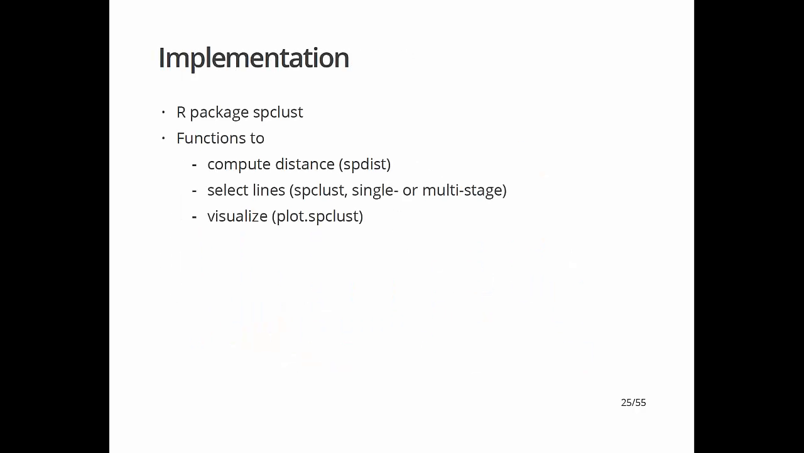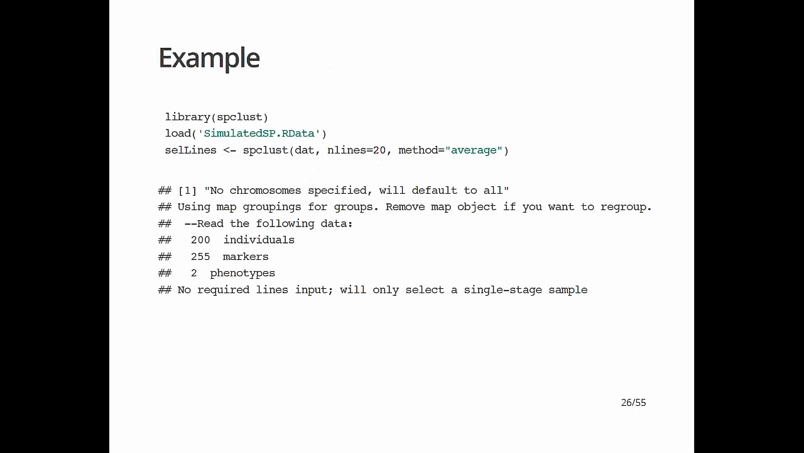The implementation of this is an R package called SPclust, which is not on CRAN at the moment, but there's an archived version. And it should be back on there shortly. There are functions in there to compute the distance, to select the lines, and to visualize it. And that can be used for NAM populations, MAGIC, F2, backcross, essentially most of the populations you would get out of R/QTL or MPMap. It's a very simple sort of package.